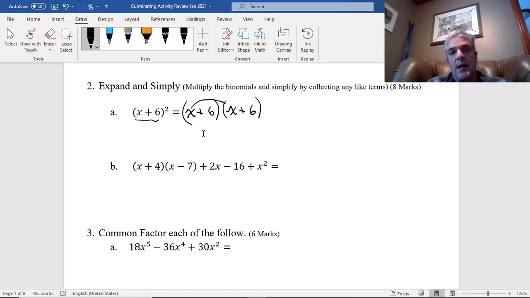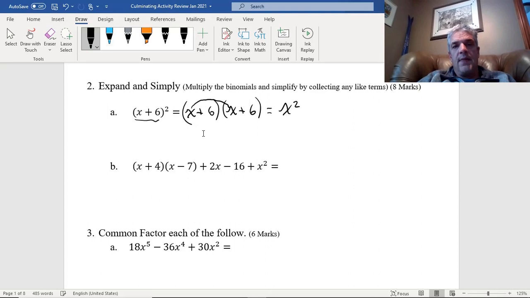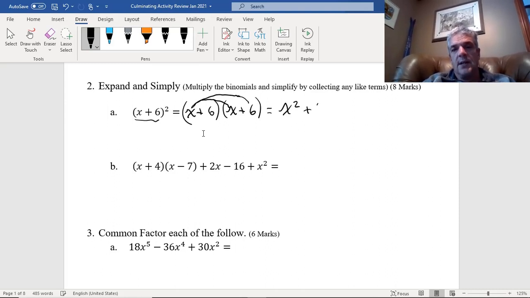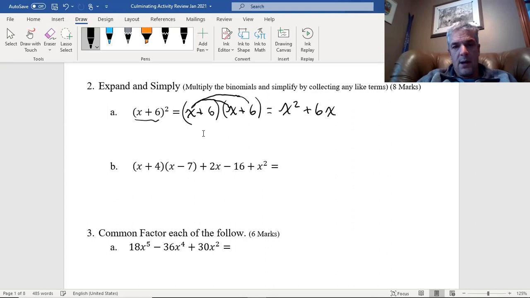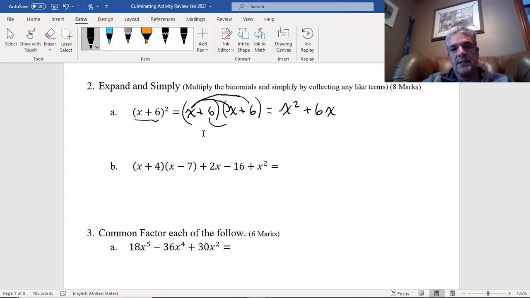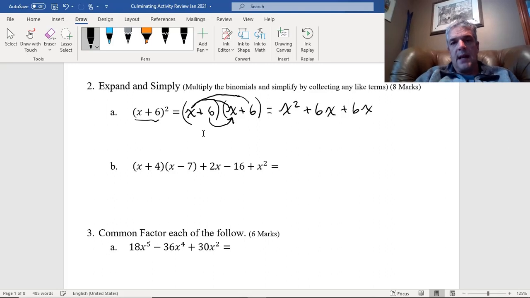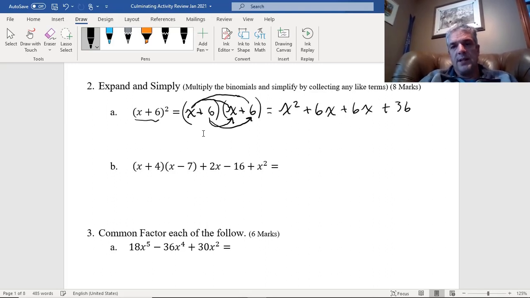So the first two, that's the F, x times x equals x squared. And then the outside two, that's what the O stands for. x times 6 gives me 6x, so plus 6x because there's a positive there. And then I move to the second term in the first bracket, and that is 6 times x, which will give me another plus 6x. And then finally 6 times 6, which will be positive as well, 36.